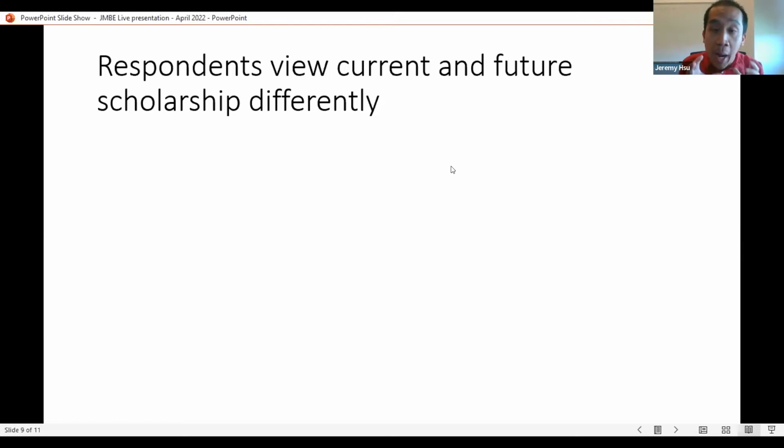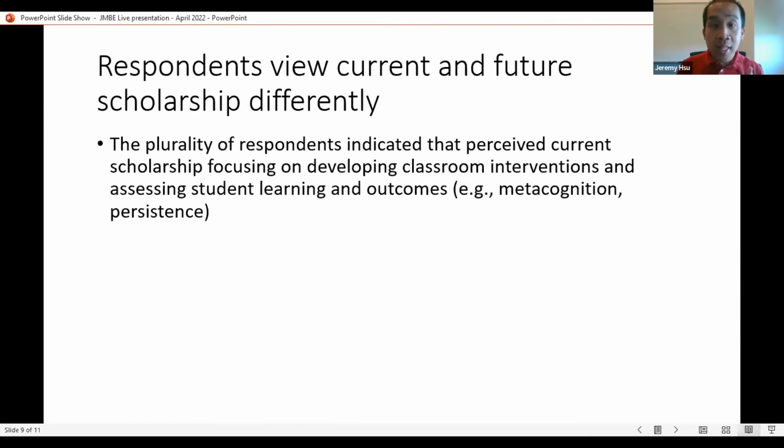Perhaps the more interesting theme that emerged here was when we asked respondents what they viewed as the current work in biology education research, and then compared that to when we asked them, what do you view as the scholarship that needs to be done, that should be done in BER in the future? For current work, we see that the plurality of respondents really perceived current scholarship still focusing on classroom teaching and learning. So focusing on what we call classroom interventions, changes in the classroom to promote student learning, and assessment of student learning and related outcomes, things like metacognition, thinking about thinking, persistence, and retention in the field. So we see most respondents view the field still doing work in these areas.